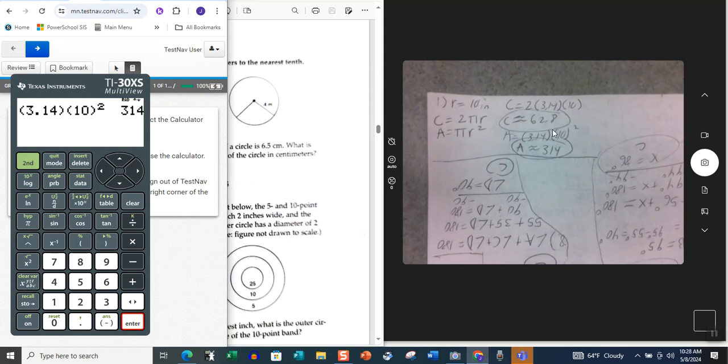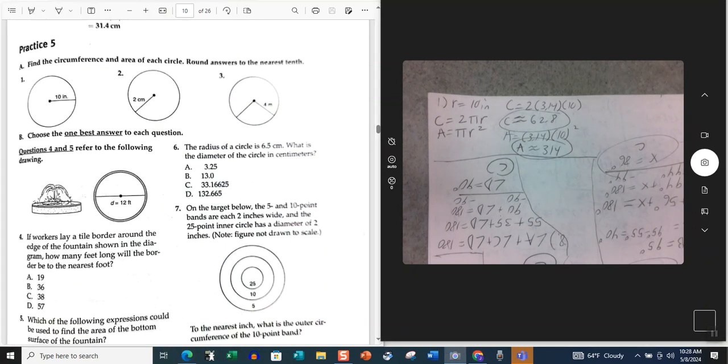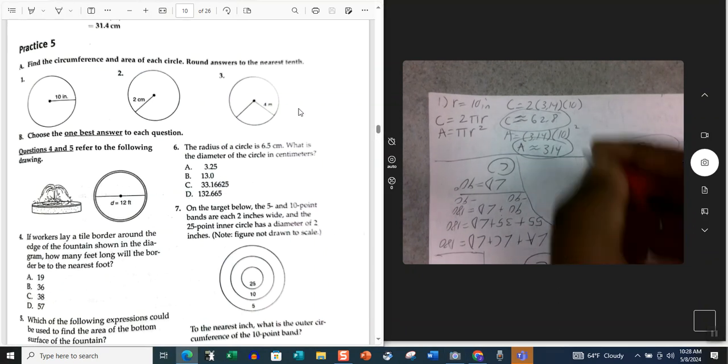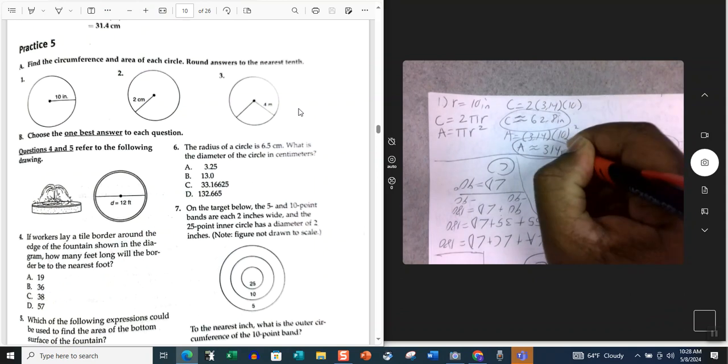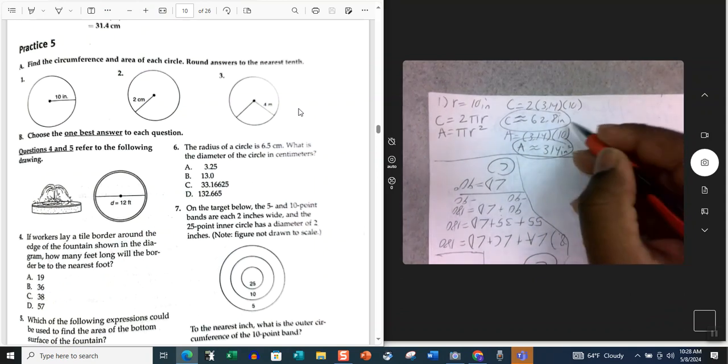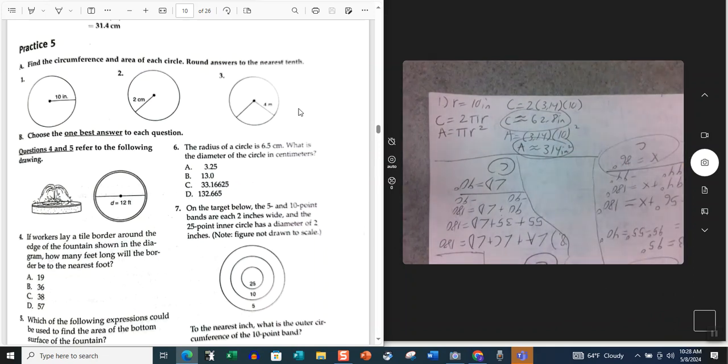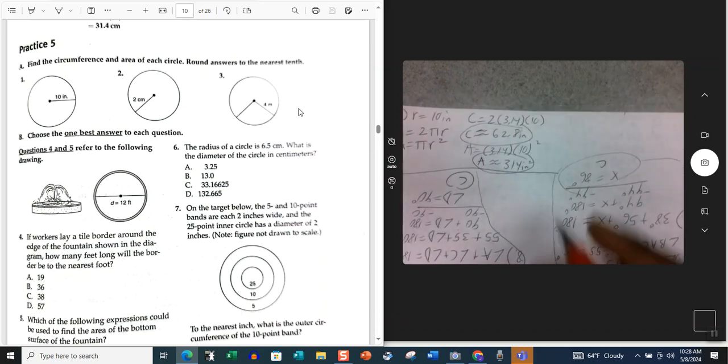The circumference is 62.8. I've got to put inches. So we have to put units on these: this would be inches and the area would be square inches. So we have 62.8 inches for the circumference and 314 square inches for the area. Now we move on to problem number 2.